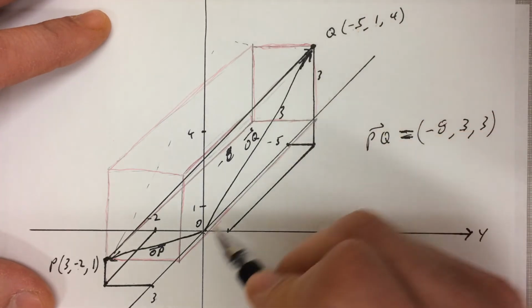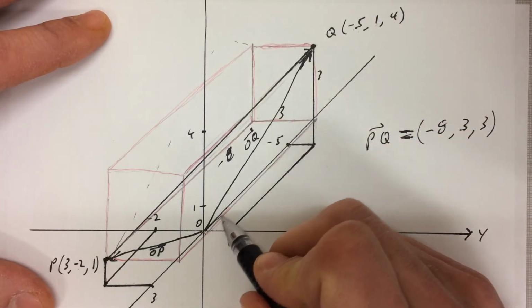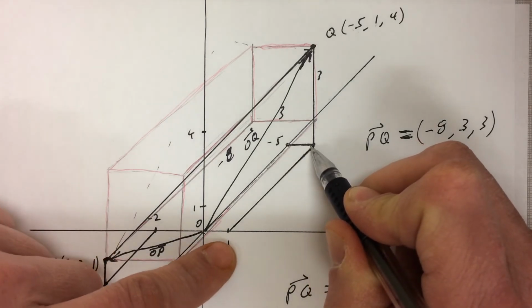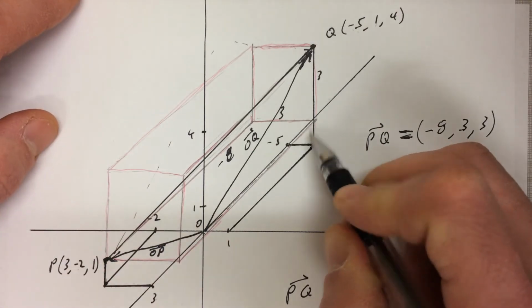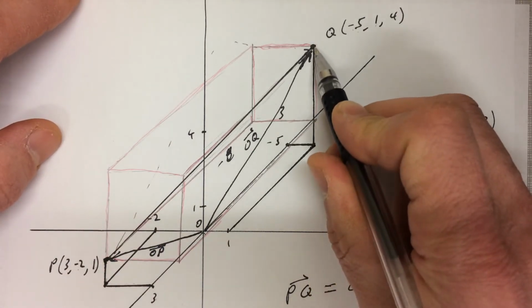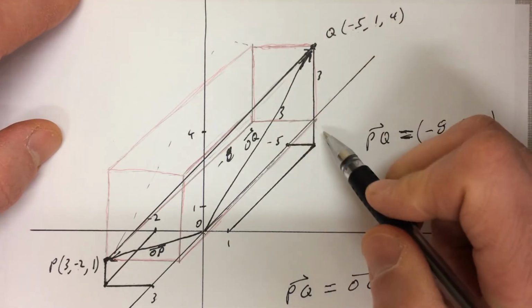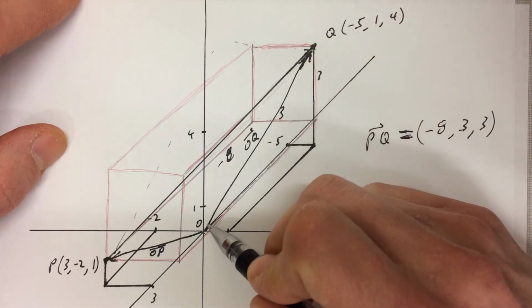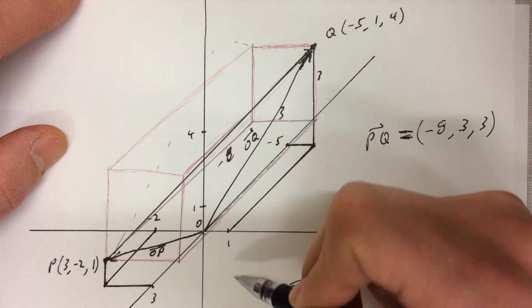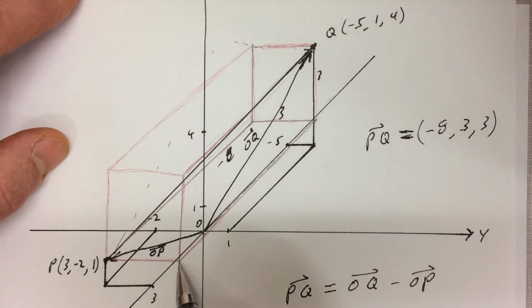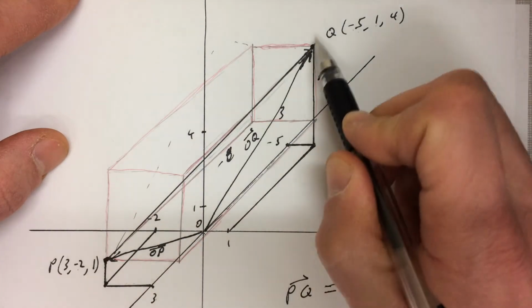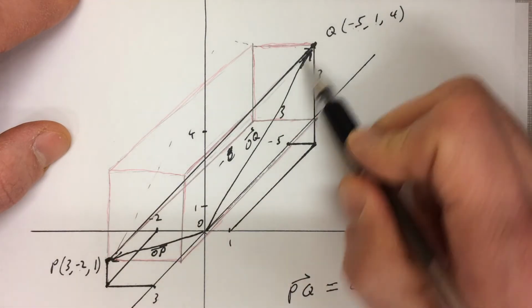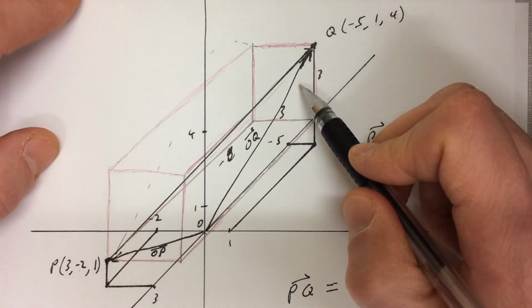Okay. For Q, I'm going to go negative 5 on the x, so I'm going to go this way on the x. I'm going to go 1 on the y, so I go across here, which is parallel to the y-axis, 1 unit. And then I'm going to go up 4, parallel to the z-axis, and I've now got point Q. Okay. The vector from the origin to point Q is OQ. Looks like this. Now I've drawn a rectangular prism that encompasses those 2 points as opposite vertices. The diagonal in that prism is the vector PQ.